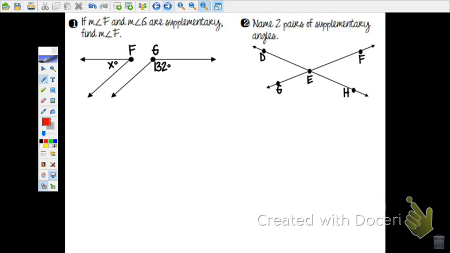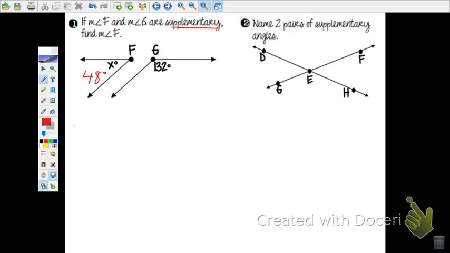So, number 1, if the measure of F and G are supplementary, find the measure of angle F. So how much is angle F? 48. 48 degrees.